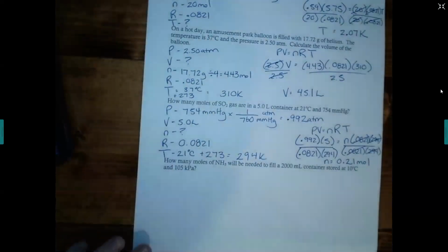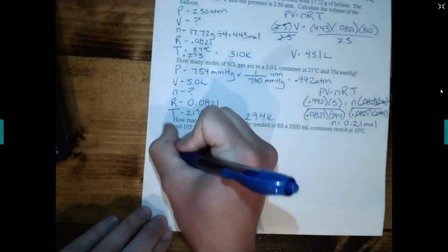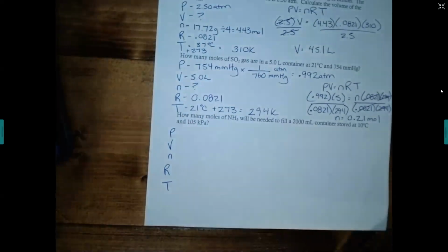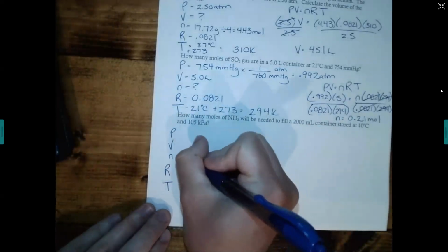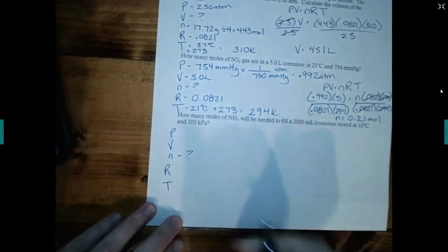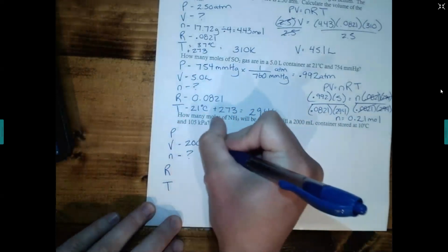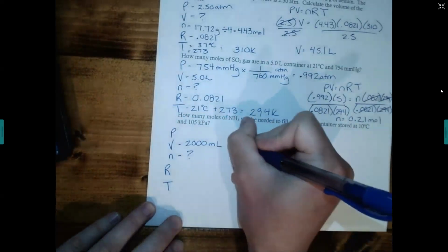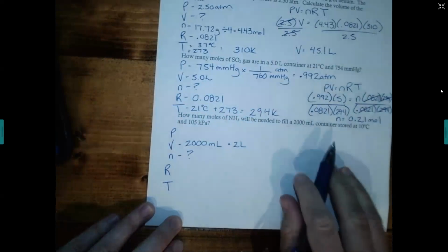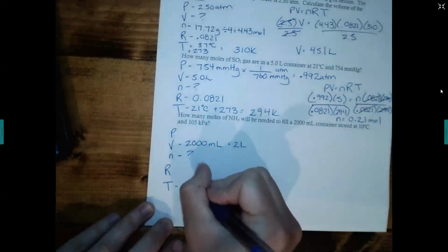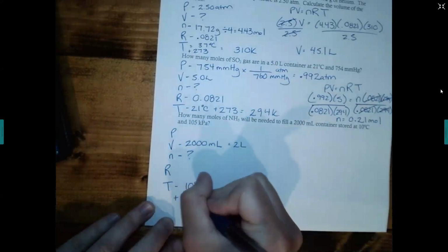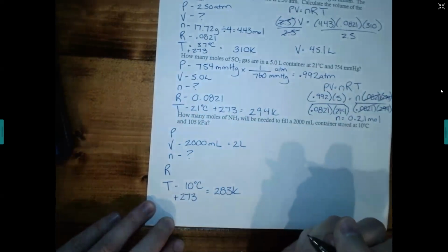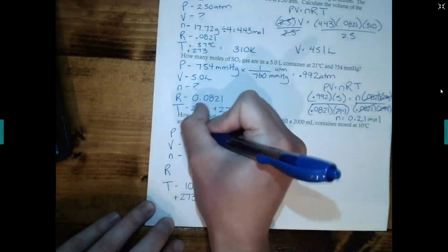All right, last problem. You're saying hallelujah. All right, how many moles of ammonia, so we don't know moles, will be needed to fill a 2,000 milliliter container? Now we need to convert that into liters. Moving our decimal to the left 3 places gives us 2. Stored at 10 degrees Celsius, to which we immediately add 273 and get 283 Kelvin, and 105 kPa.